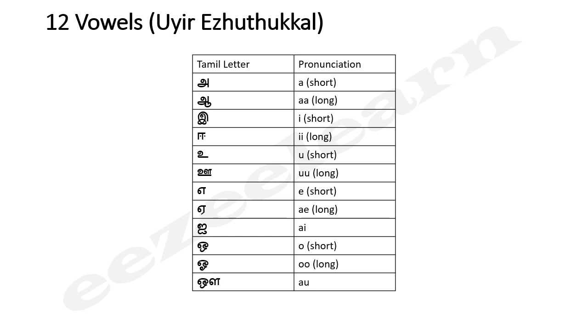The first letter is A. Next, A, E, E, U, U, A, A, I, O, O, Au. So these are all the 12 vowels, that is Uyirezhuthukal.